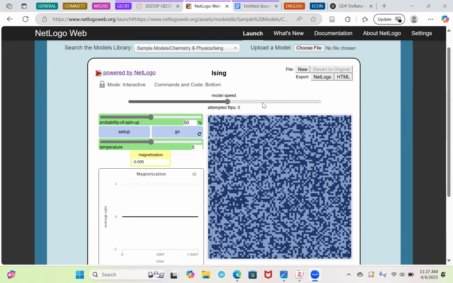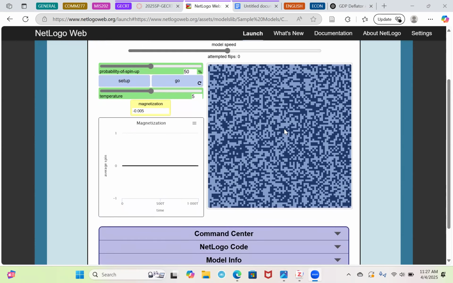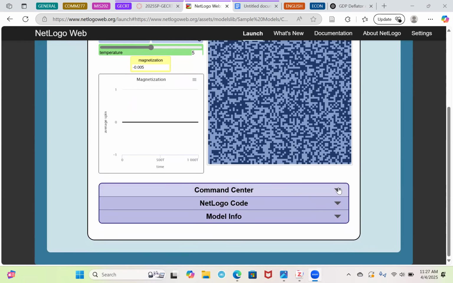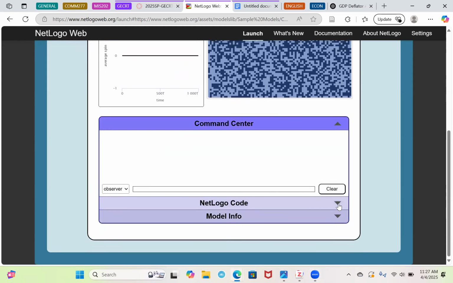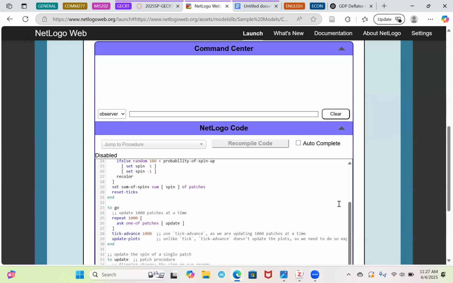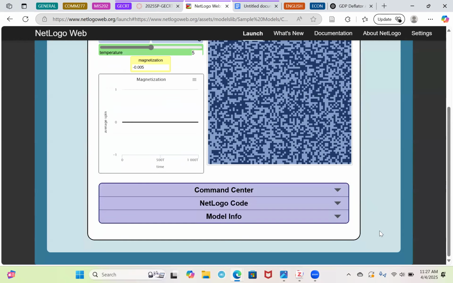These are the settings. We have the probability of spin up set at 50% right now. We have temperature at 5. And yeah, right now it pretty much looks all pixely in the box. The command centers, we can look at these real quick. We also have a document attached to Canvas, so this doesn't really matter. But yeah.